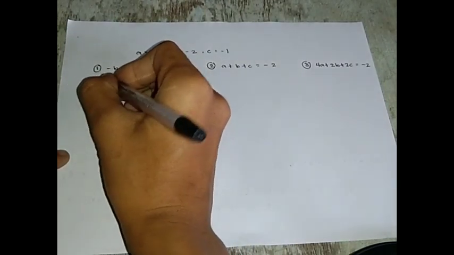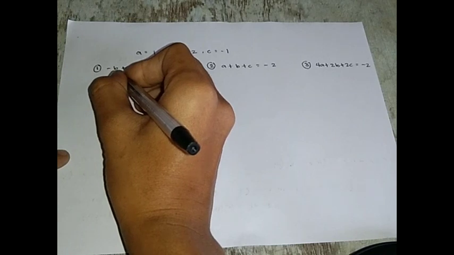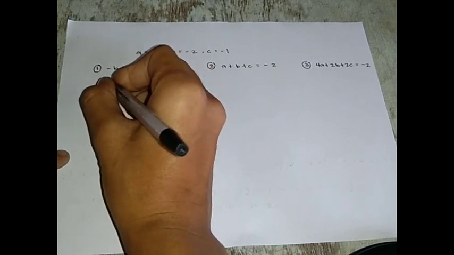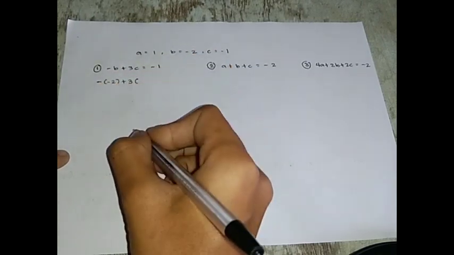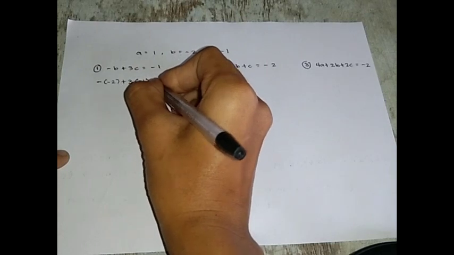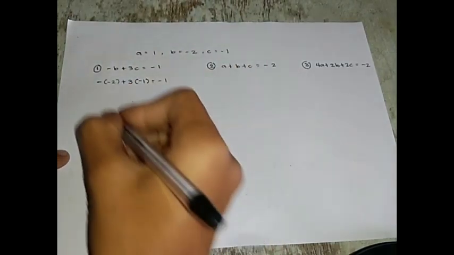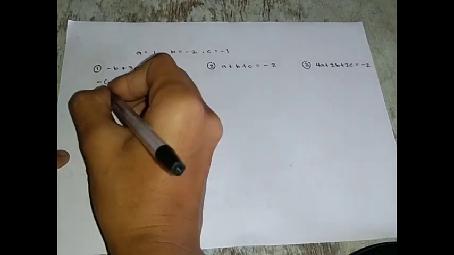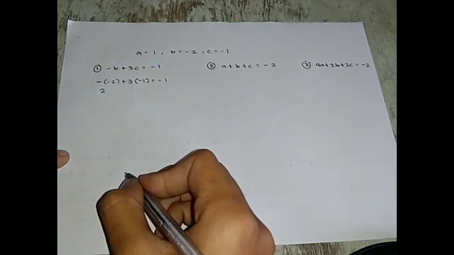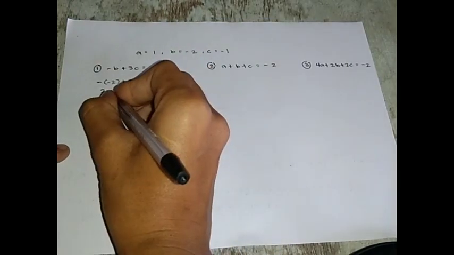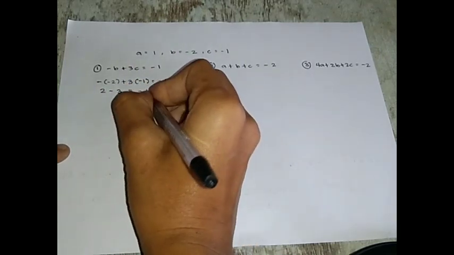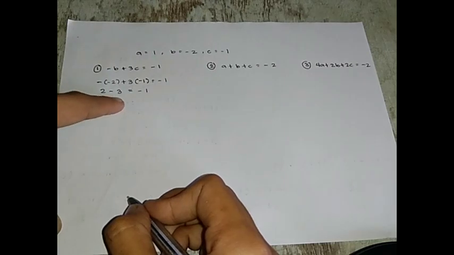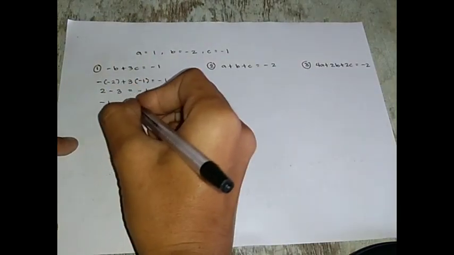The first equation from the first component is negative B plus 3C is equal to negative 1. So, negative times the value of B, which is negative 2, plus 3 times the value of C, which is negative 1, is equal to negative 1. Then negative times negative 2 is positive 2. Then 3 times negative 1 is equal to negative 3. So, 2 minus 3 is equal to negative 1.